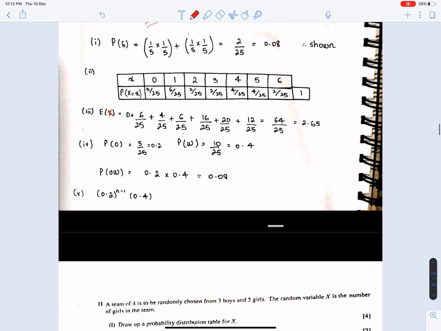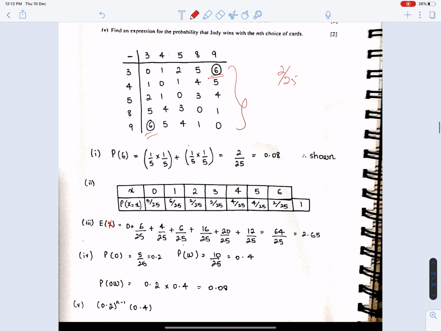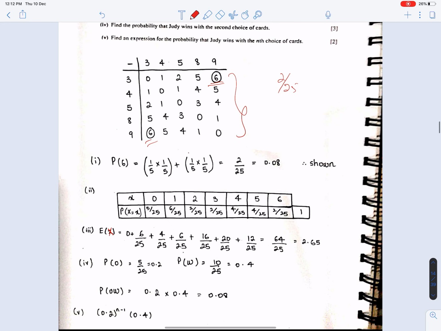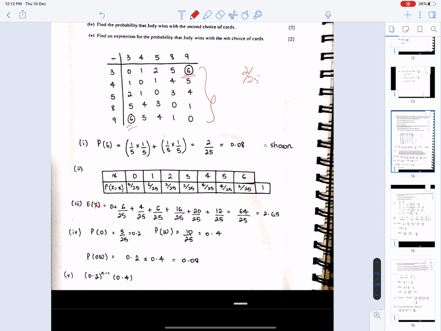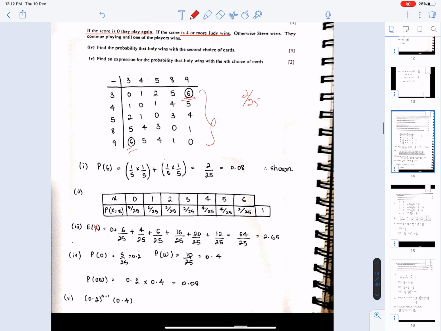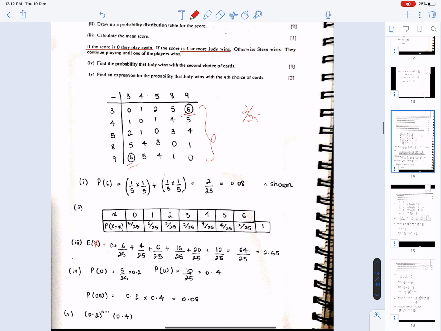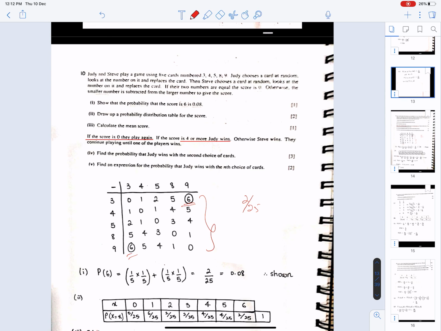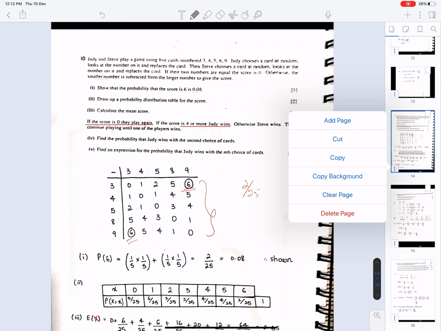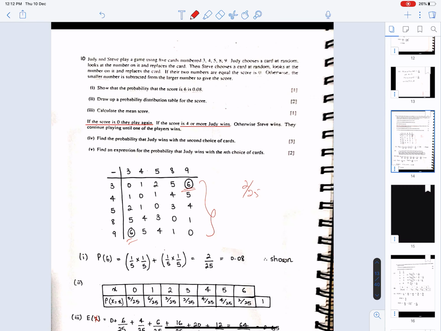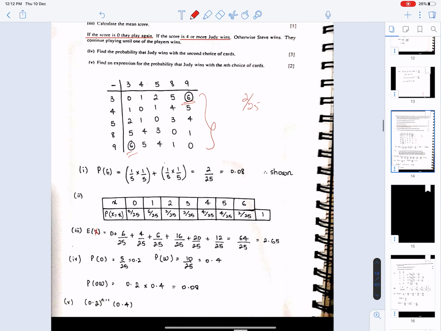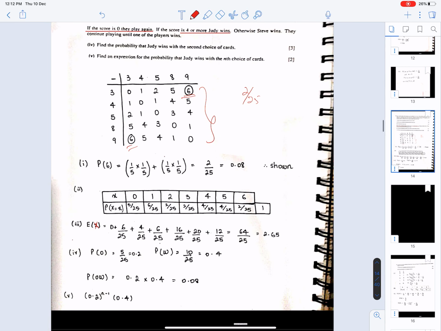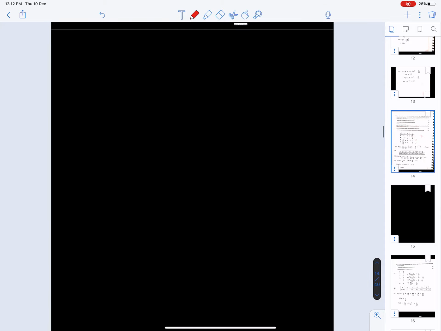Now this is very simple. Let me discuss the solution of this question over here. This page is question number 10. I just want to add a page here so that I can explain these two parts in detail, part 4 and part 5. Find the probability that Judy wins on the second choice.